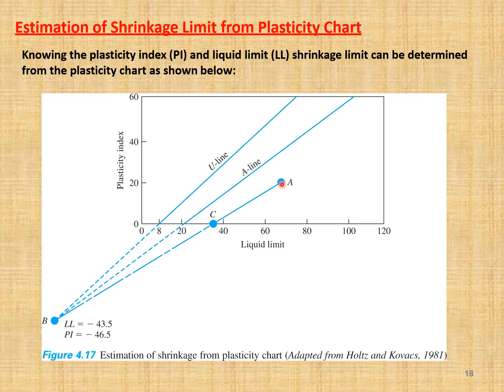Now from this point A, which shows your soil's liquid limit and plasticity index value, just join this point to point B. In this way you get this point C on this scale. Now this value C is basically the shrinkage limit for this particular soil. So in this way, we can estimate the shrinkage limit from the plasticity chart.